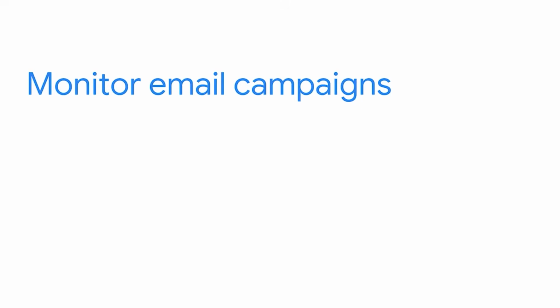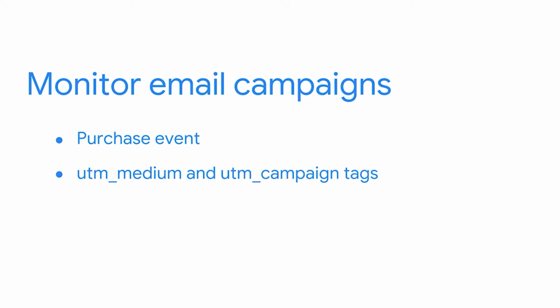Earlier in the program, you also learned that conversion rate is an important metric for email campaigns. The conversion rate is the percentage of email recipients who clicked a link in an email and then made a purchase. To use Google Analytics to help monitor their conversion rate for an email campaign, confirm that the purchase event is configured. Confirm that UTM medium and UTM campaign tags have been added to URLs shared in emails. And confirm that custom dimensions for these UTM tags are configured in Google Analytics.